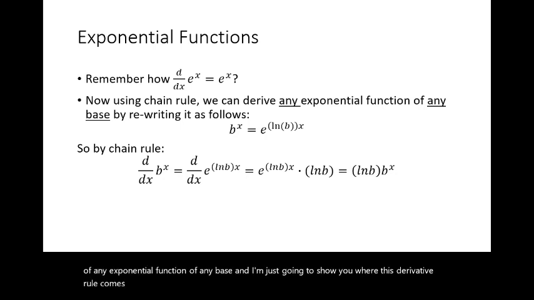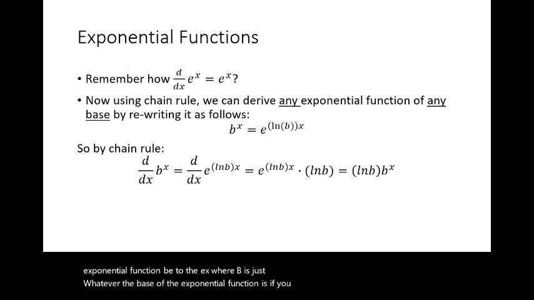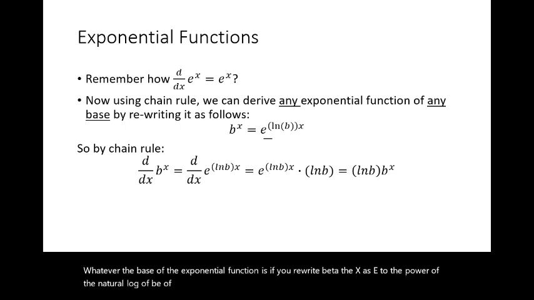So we're going to be taking the derivative of some exponential function b to the x, where b is just whatever the base of the exponential function is. If you rewrite b to the x as e to the power of the natural log of b of x, you can take its derivative using chain rule.